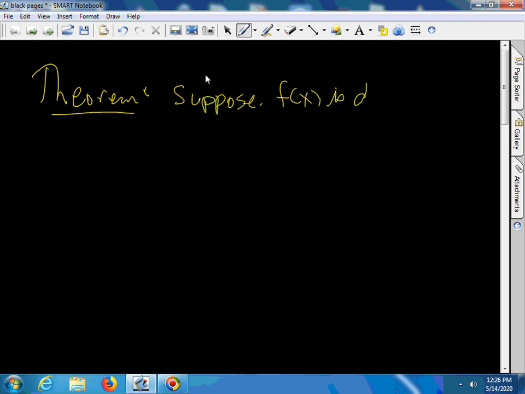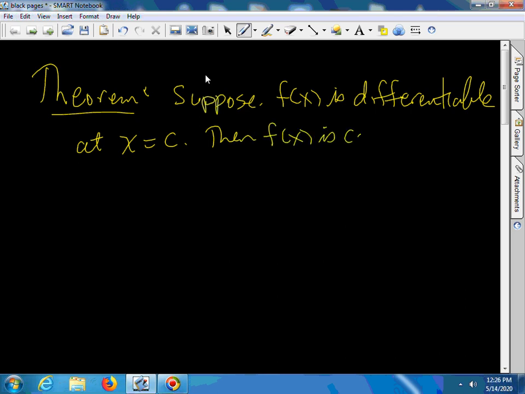Right, here's a pretty simple theorem to prove. Suppose f of x is differentiable at x equals c. Then f of x is continuous at x equals c. Differentiability at c implies continuity at c.